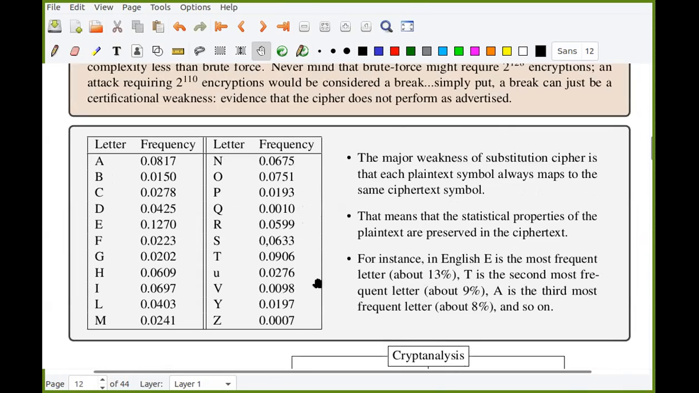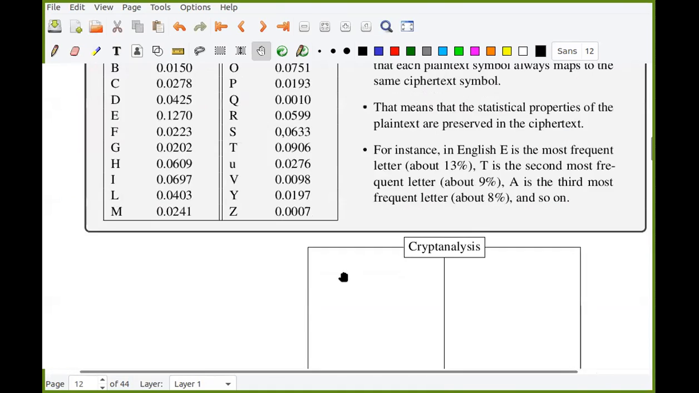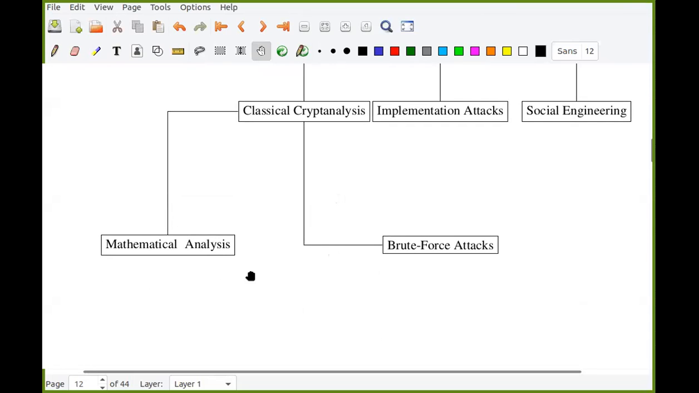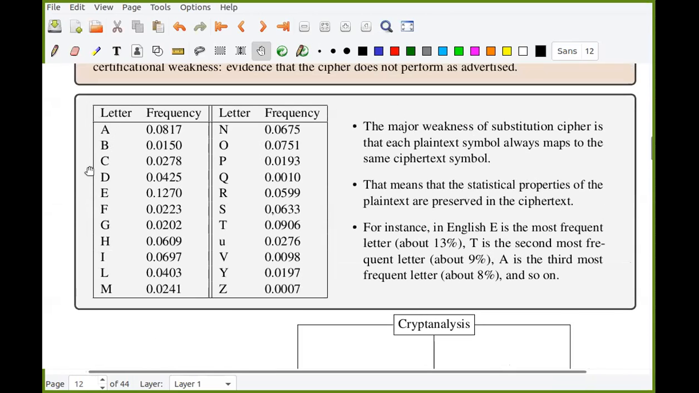Mathematical analysis, like frequency analysis, is a mathematical analysis, right? Brute force we already know, checking with all keys. These are single letters and how many times they come, but pairs also come frequently. You know, th comes very frequently, right? So two letters together, and three letters together, people figure out that frequency analysis will work this way also.